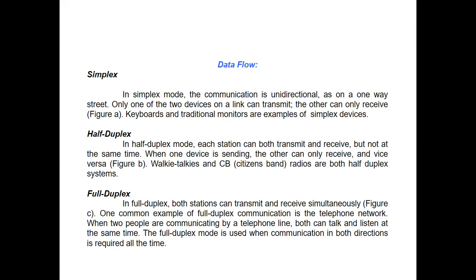Next is the full duplex methodology. Both stations can transmit and receive simultaneously. The figure shows that both devices can communicate simultaneously. One example of full duplex communication is the telephone network. When two people are communicating by a telephone line, both can talk and listen at the same time. Therefore, full duplex mode is used when communication in both directions is required all the time. These are the data flow methodologies: simplex, half duplex, then full duplex.